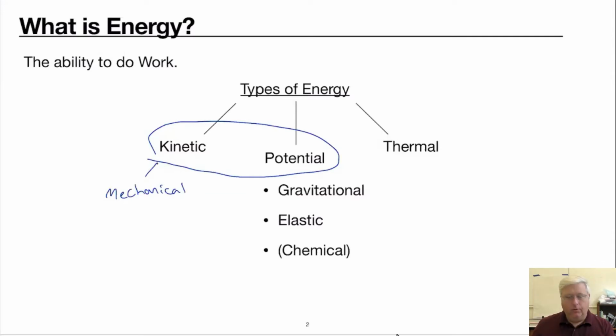And so kinetic energy we call energy of motion. You can probably see that in the word kinetic. Kinetic has to do with motion. When an object is moving, it has energy. And then potential energy is essentially stored energy.